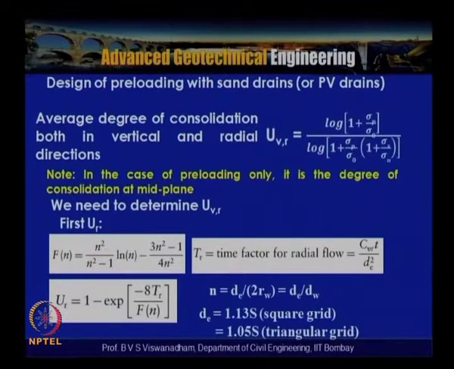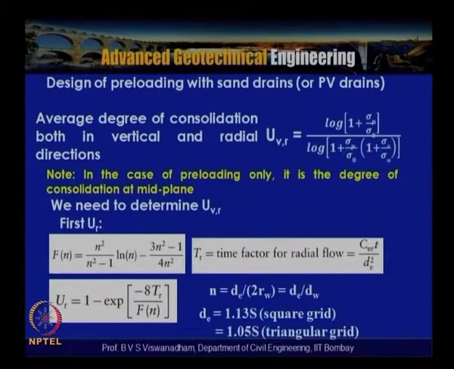So, here we need to calculate the average degree of consolidation both in vertical and radial direction. In case of preloading only, we have said that it is the degree of consolidation at the mid plane, but in this case it need not be like that; it can be calculated in the procedure which we are going to discuss now. So, first we assume that only radial drainage takes place because of the provision of the sand drains or PV drains.